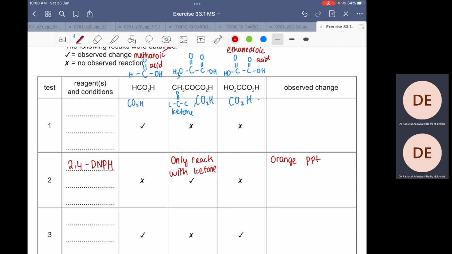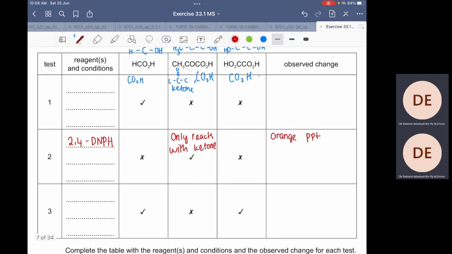So this is the kind of hack or technique that I want you to use in the exam. If you cannot answer test 1, skip it. Okay, as long as it's not related. So now we move on to test 3.